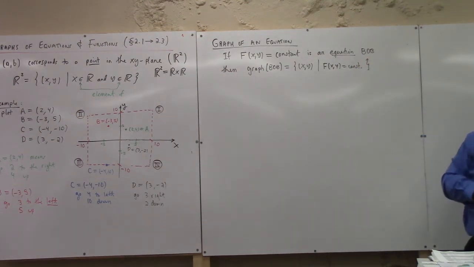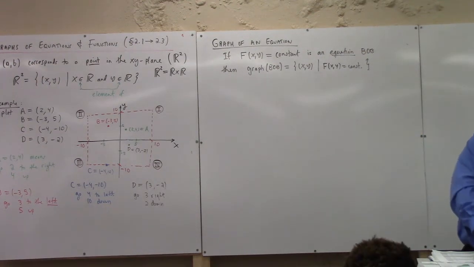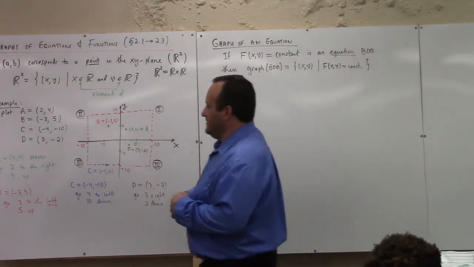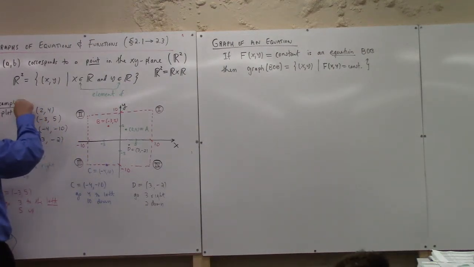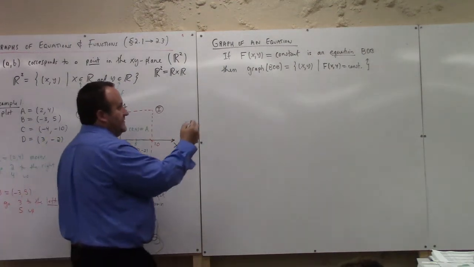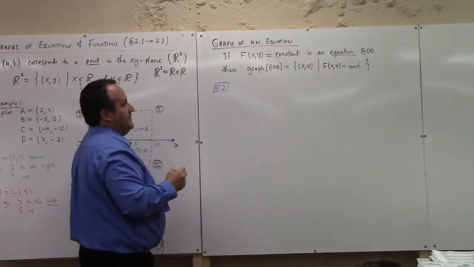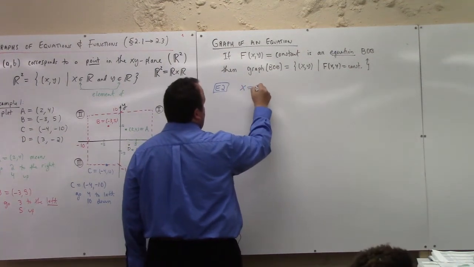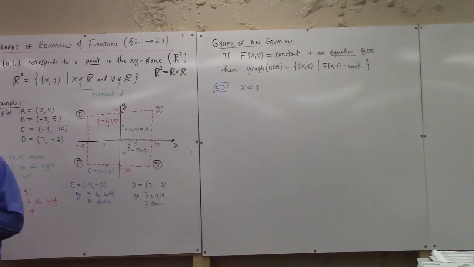What does the graph of an equation look like? I guess I should number this. This was example 1 for today. So let's look at some examples. Well, how about this? If I had x equals 3, that's an equation. What's the graph of x equals 3 look like?